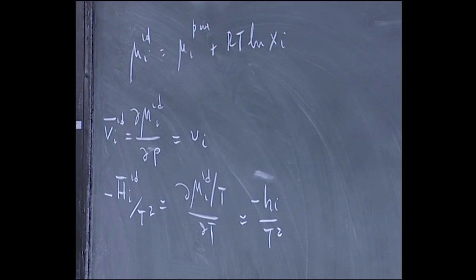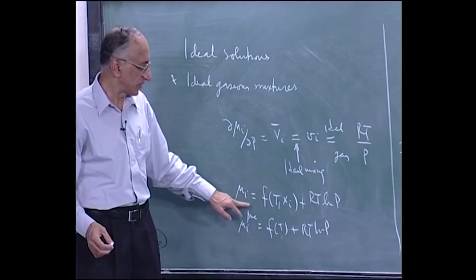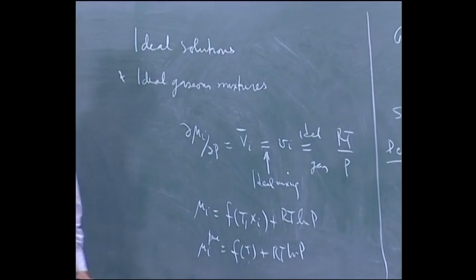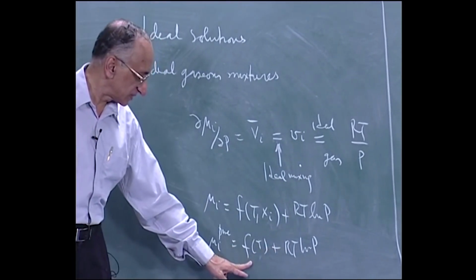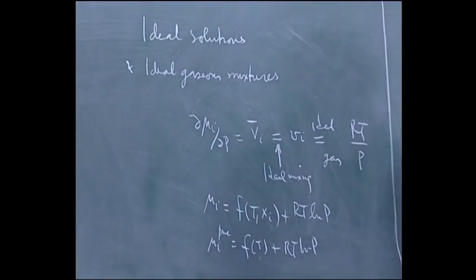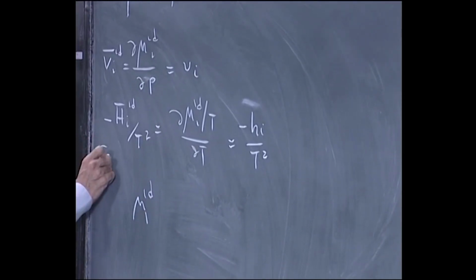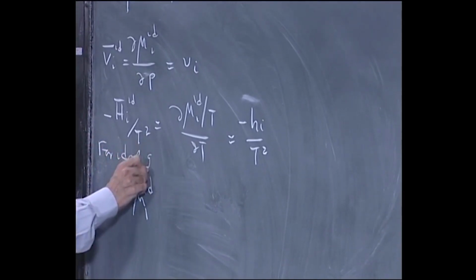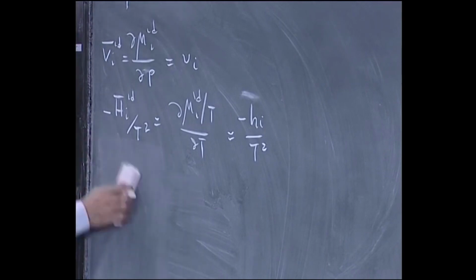I can go further because of this. If I have an ideal gas, then I have μi equal to this plus RT ln P, for a pure substance. Again, let me put this in here. So if I have μi ideal for an ideal gas mixture, for a mixture of ideal gases, I have to write two words there: for an ideal mixture of ideal gases.